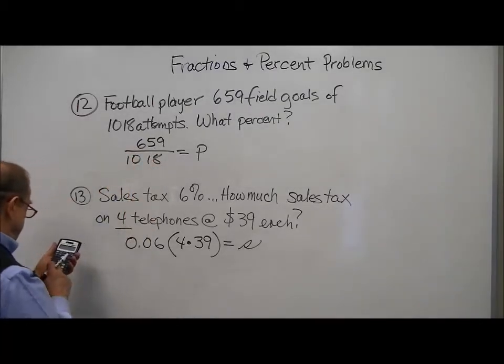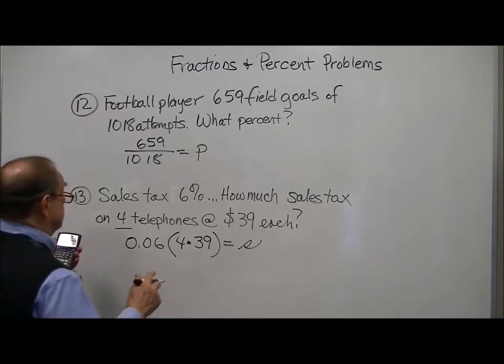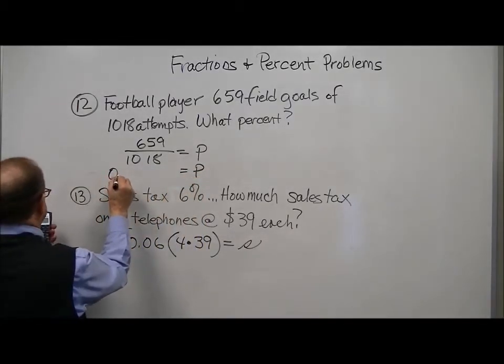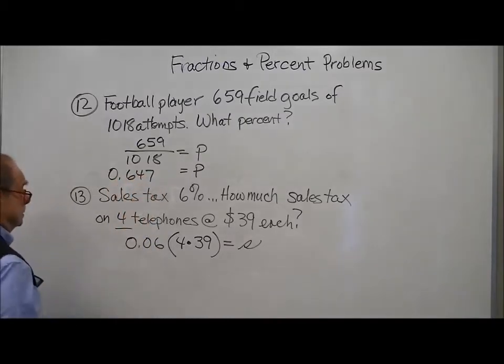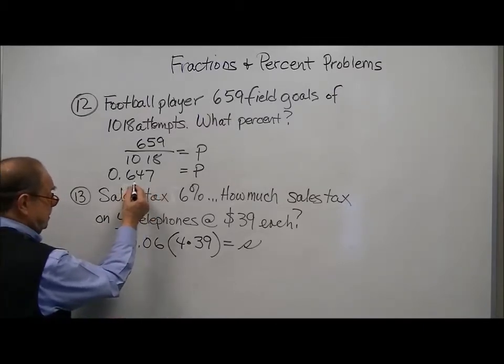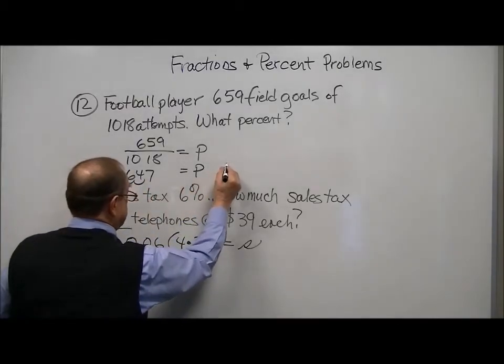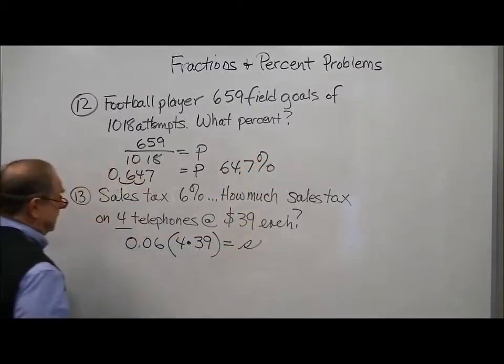So 659 now, divided by 1018 gives you 0.647. I'm rounding it off to the nearest tenth. So when I convert this to a percent, move the decimal place over, and it will be a success rate of 64.7%.